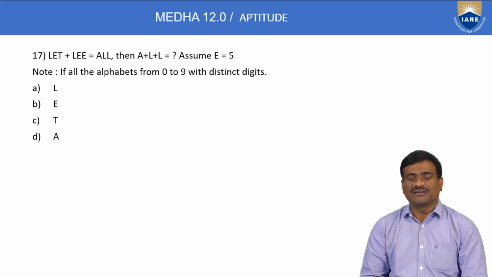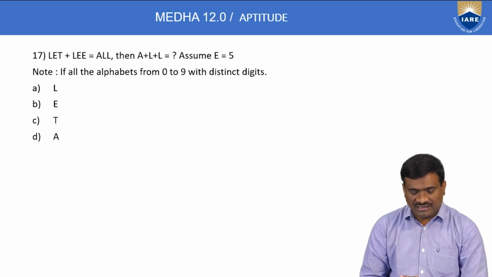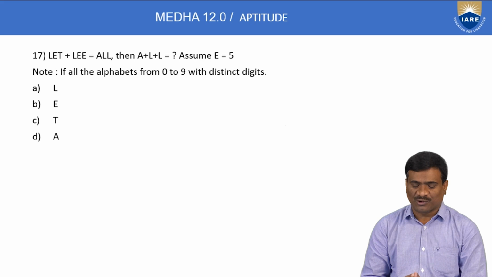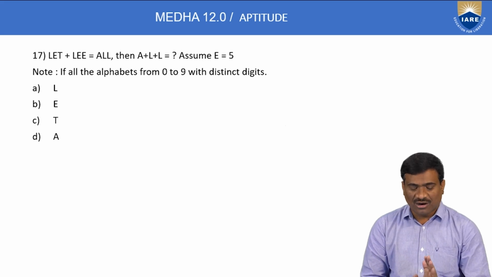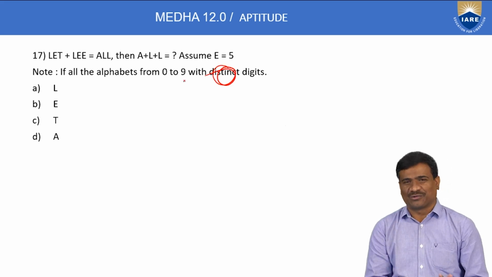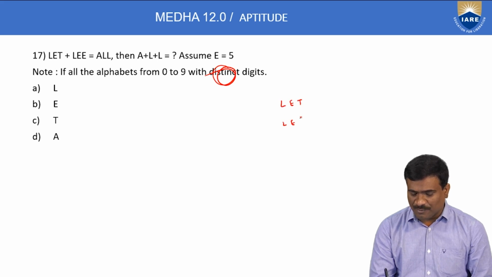Next, 17th, crypt arithmetic. L plus L is equal to R. Then A plus L plus L. Assumption: E is equal to 5. Condition: all the alphabets are from 0 to 9 with distinct digits, which means repetition is not allowed. Addition concept: a 3-digit number plus a 3-digit number gives a 3-digit result, ALL addition concept.